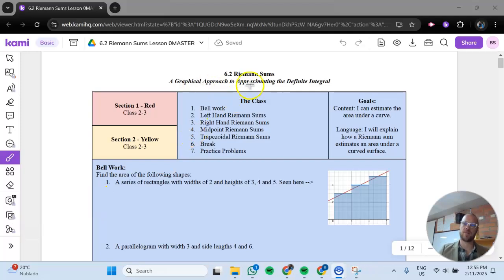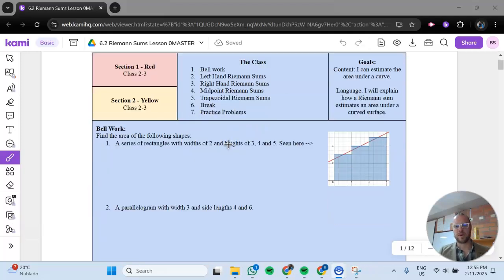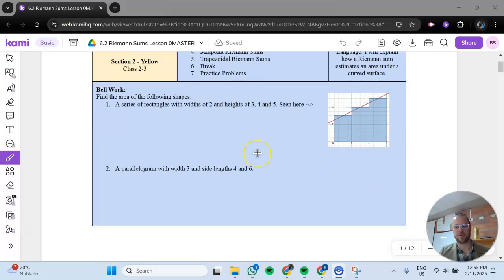All right, guys, continuing right along, we'll look at Riemann sums now, which is where we're going to be working with a bunch of rectangles. Hence, why we've got this bell work. So if you've already done it, awesome. If not, pause the video and give it a try real quick, so you can see you got it right. It shouldn't be too much trouble with this first one here.